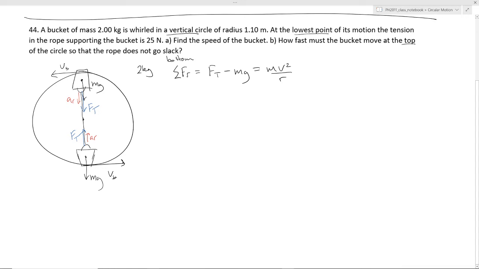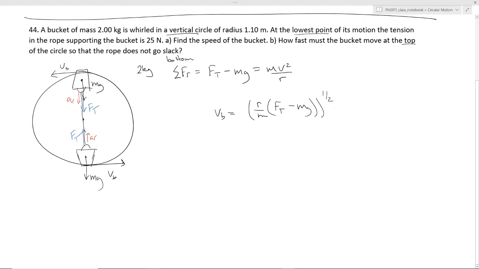Okay, so we want to find the speed of the bucket. So in other words, we need to solve this thing for v. So we can do that. We'll have the tension minus mg times r over m. And then we would have to take a square root, and that would give us the speed of the bucket.